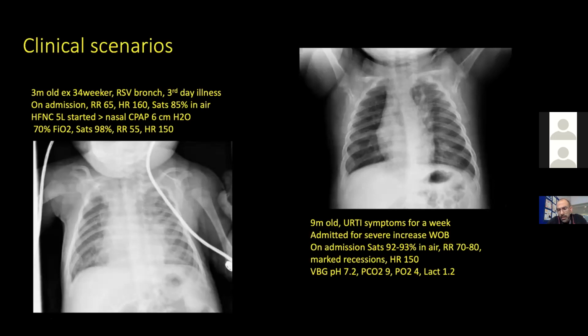And then on the other side, you have this 9-month-old with previous upper respiratory tract infection symptoms for a week, and then he's been admitted recently with severe increased work of breathing, and these are the admission vitals. He's clearly working hard, and this is his most recent venous gas. So I just wanted everyone to think about which patient would you, from the very beginning, start invasive or mechanical ventilation, or what would be your strategy? Just think about it, and we'll go through that.